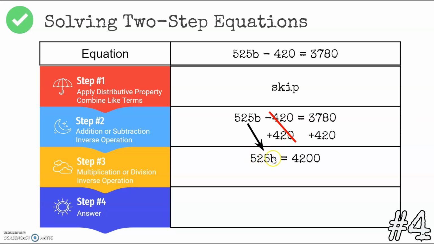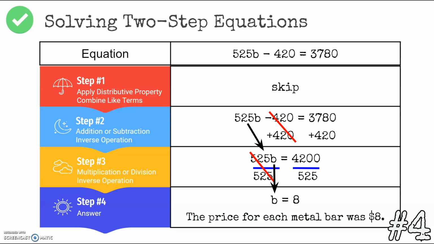Okay, at this point, I am multiplying here. So the inverse operation of multiplication is division. I'm going to divide 525 from both sides. It crosses out. I bring my variable down. My B equals 4,200 divided by 525 is 8. Again, B equals 8 is not my answer. When I'm doing a word problem, I have to actually answer the question. How much was each metal bar? The price for each metal bar was $8.